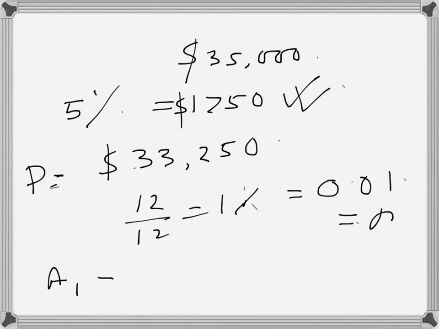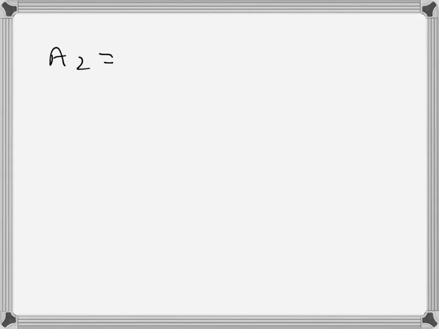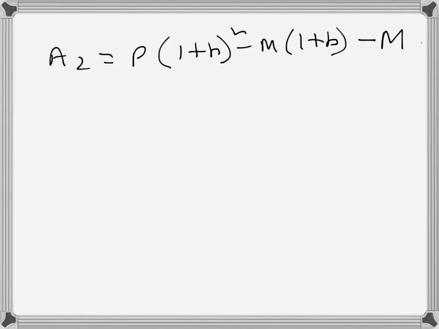So after 1 month, the amount owed will be P(1 + R), and when the return is made, let's say the monthly return is M. So M is the monthly installment. So this is the amount owed after 1 month when the installment is paid. After 2 months, this will be P(1 + R)² minus M(1 + R). So the whole thing is multiplied by 1 plus R because of the second month's interest. And then after the repayment of the installment, this is the amount owed after the second month.